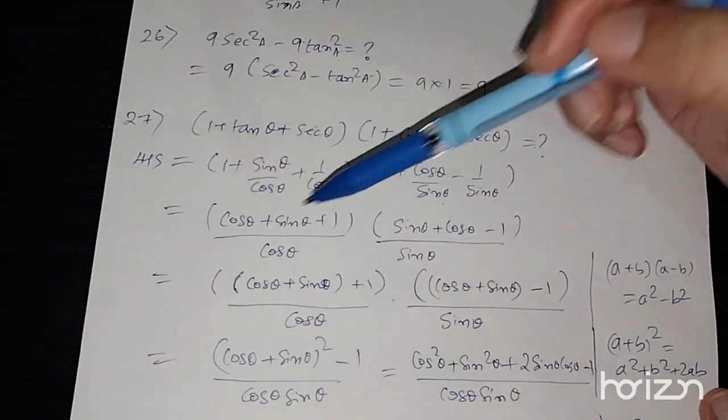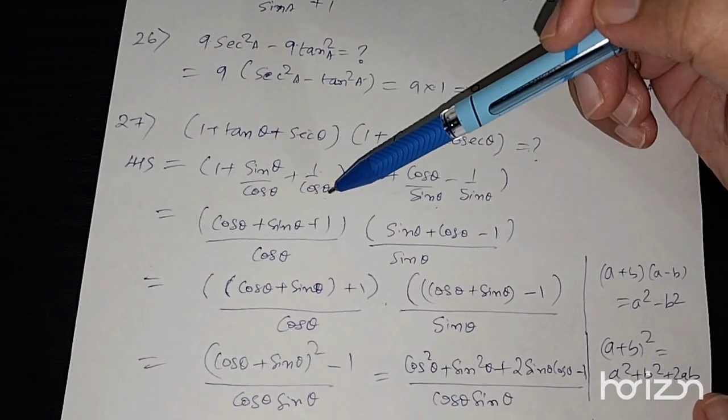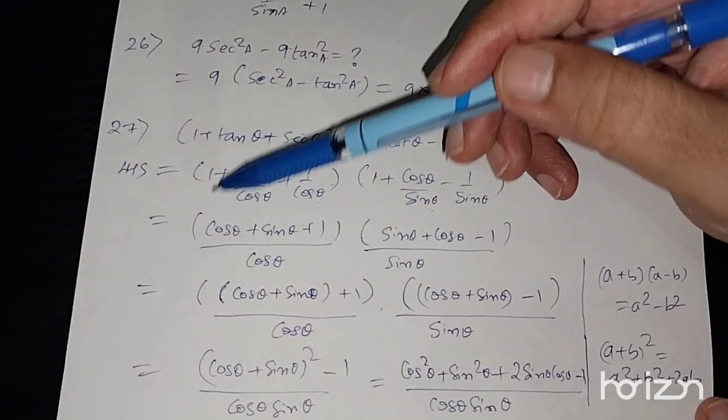So we have replaced all terms using sine and cos. Now look at this term inside the bracket. There is cos theta here, but no cos theta in the denominator under the 1.